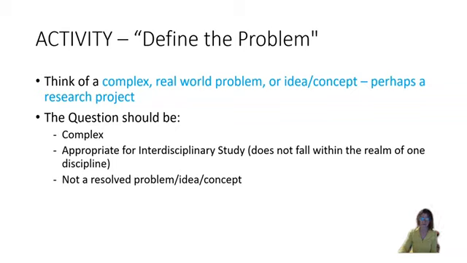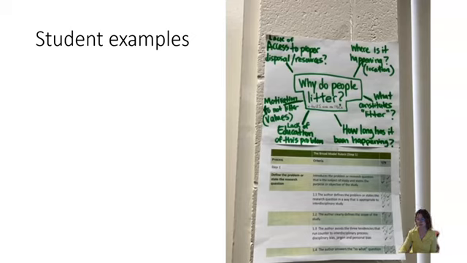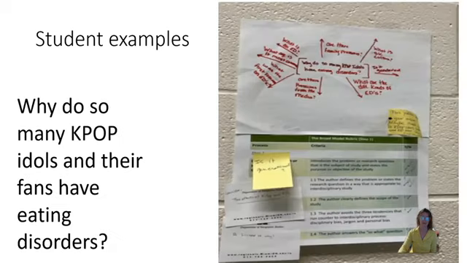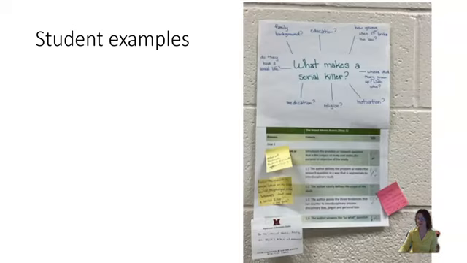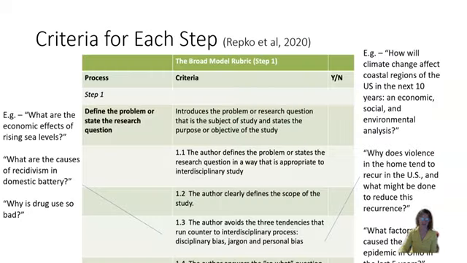so it wouldn't be appropriate for interdisciplinary inquiry. Some examples of student work, very briefly, these would all be appropriate for interdisciplinary inquiry because they're complex, we don't have a solution for them, and you can certainly see how bringing in different disciplinary perspectives would be beneficial. So, for example, why do people litter? Here was a student that was really interested in the K-pop phenomenon from Korea. Why do so many K-pop idols and their fans have eating disorders? So students, this is a criminal justice major who was interested in serial killers. So, and in your own work, obviously, you would sketch out the complex problem that you would like to investigate.